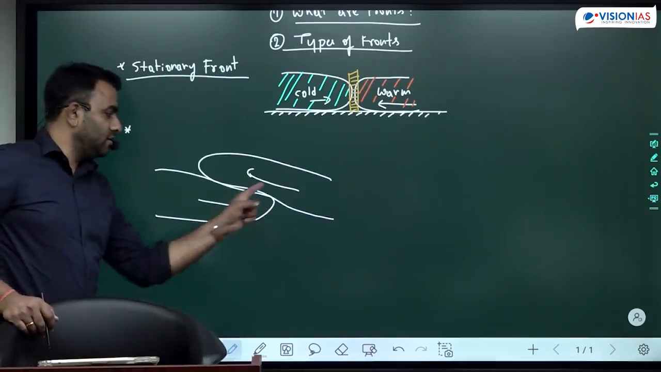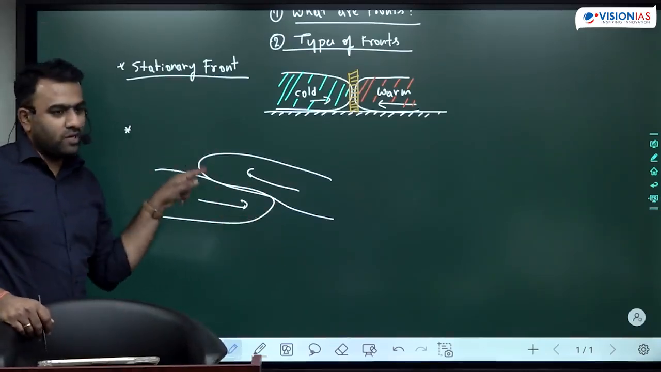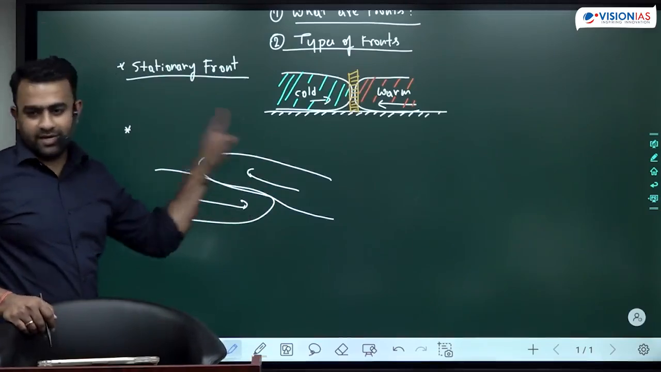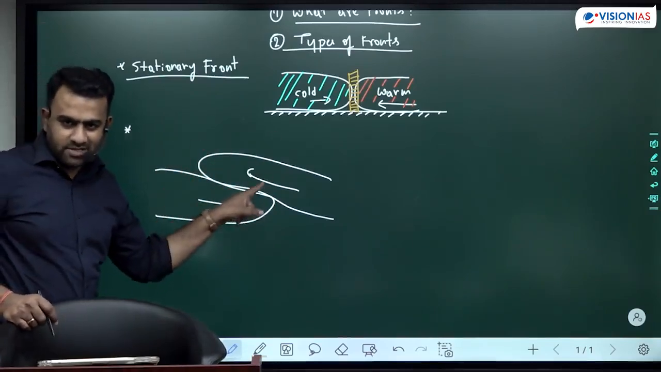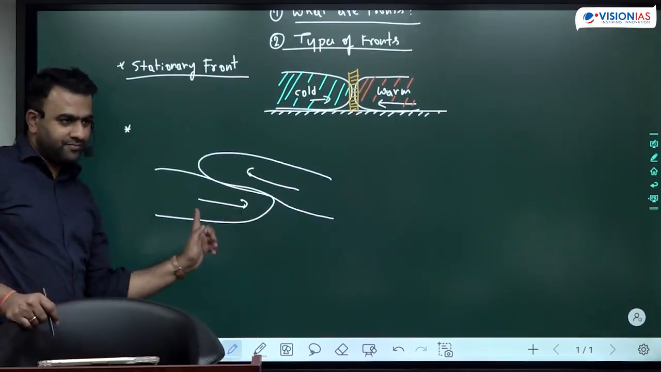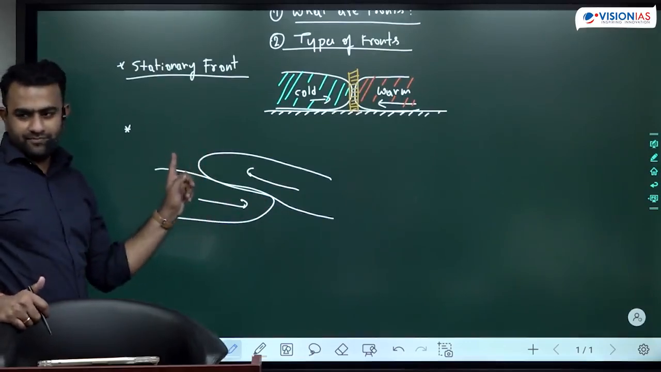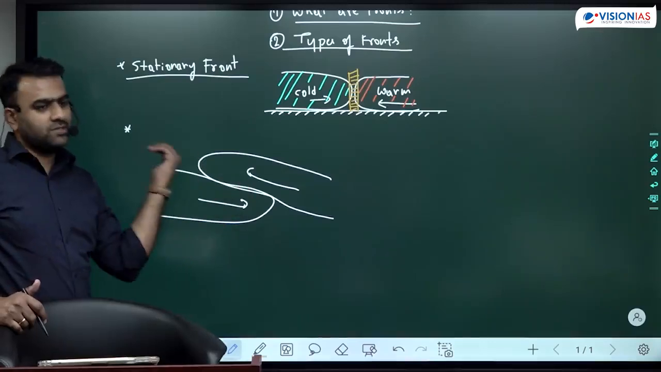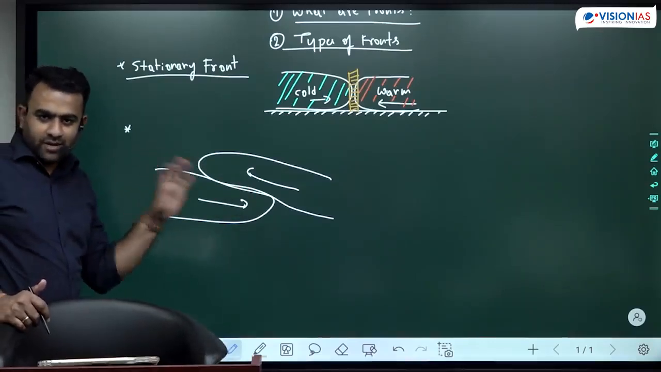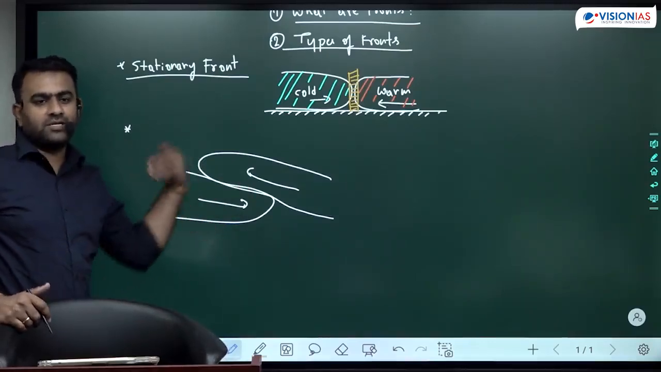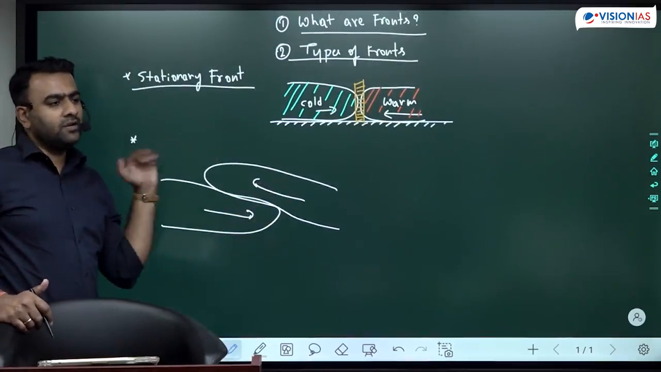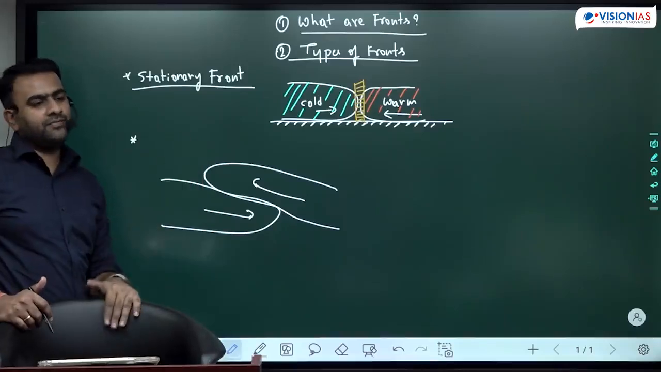The terms are, the moving of warm air above the cold air is what is called overriding. The warm air mass is overriding the cold air. The cold air is undercutting the warm air. This is undercutting, this is overriding. Along the front, this is what happens. On one side, the warm air mass is overriding, cold air mass is undercutting.